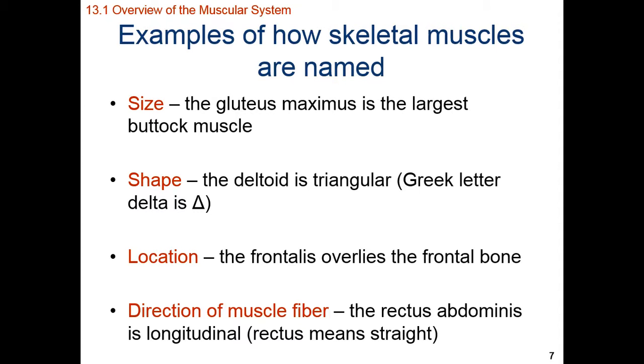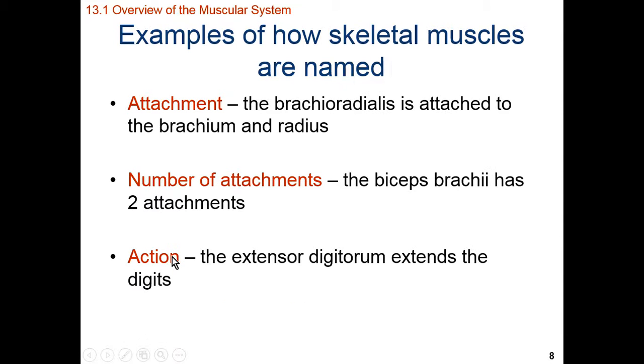For example, if we look at the rectus abdominis, all of those muscle fibers in the rectus abdominis are all longitudinal and parallel with each other. And because they're parallel or straight with each other, we use the Greek root for straight, which is rectus, and we call it the rectus abdominis. It's rectus for straight, abdominis because it's over the abdominal cavity. So the rectus abdominis is a twofer. It's named for the direction of the muscle fibers, and it's also named for the location of the muscles.